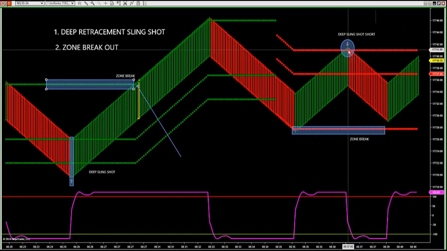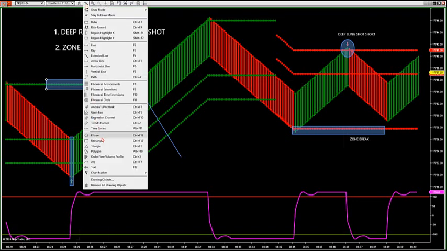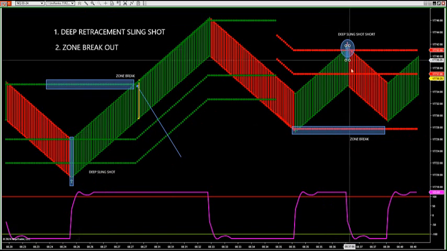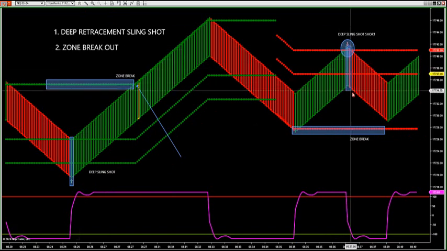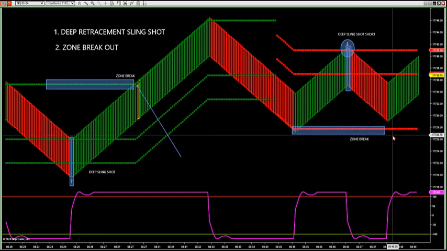We close one candle outside of my deep zone. The zone's red, so we're looking for a short. Arrow fires, audible alert fires on your speakers. We know it's a deep slingshot short because the arrow fires. We close back inside. You can see the candle closes back inside here. That tells us that's a deep retracement short right there. The next setup would be a zone break if two candles close with action right now. Two candles close.